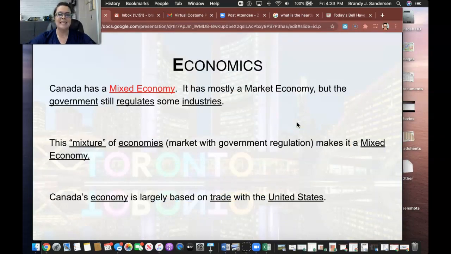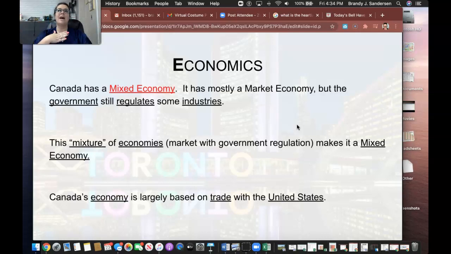All right, economics. Canada actually has a mixed economy. Mostly the mixed economy is a market economy, but the government still regulates a majority of the industries. So it does have a mixed, but it's more towards a market economy. This mixture of economies, both having a market and a regulated economy, makes it a mixed economy. Canada's economy is largely based on trade with us, the United States.